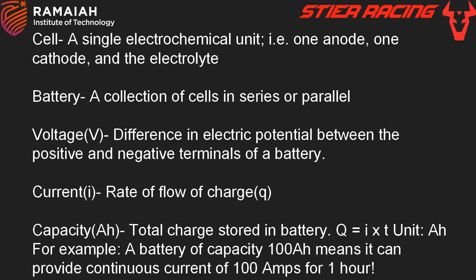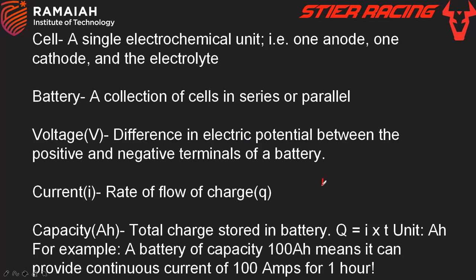We have voltage and current. Everyone knows the potential difference between two terminals of the battery is called the voltage, and the rate of flow of charge is called the current. These are the basic definitions you have learned in school. We have a new term called capacity. Capacity is defined as the total charge stored in the battery. So the whole battery pack, how much charge it has, is called capacity.